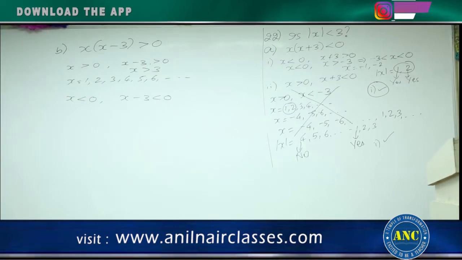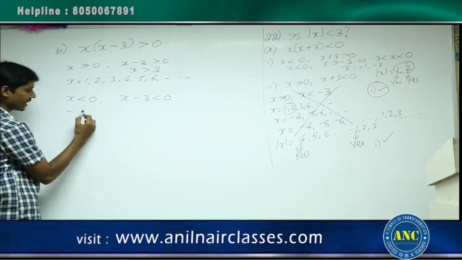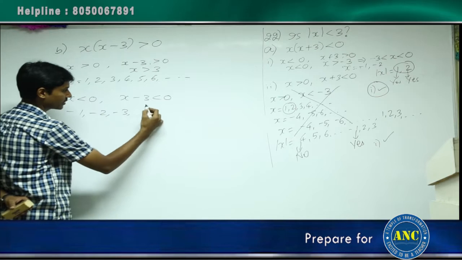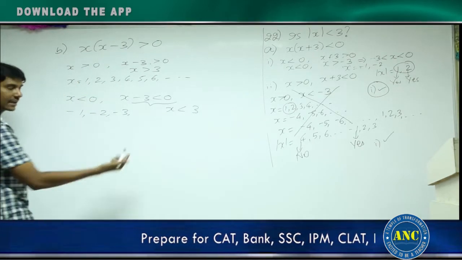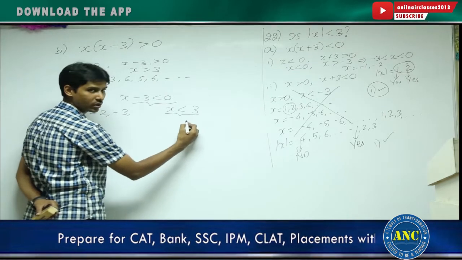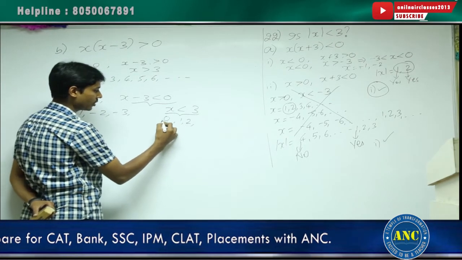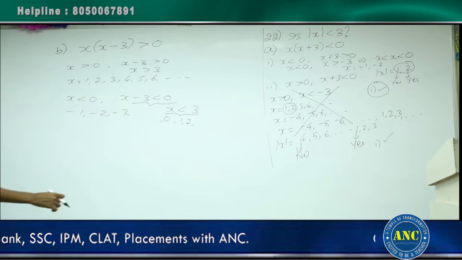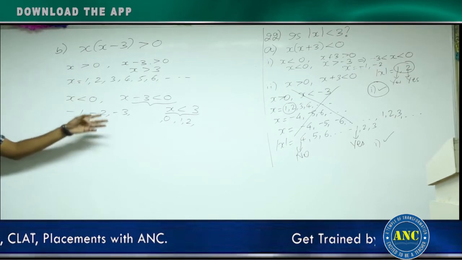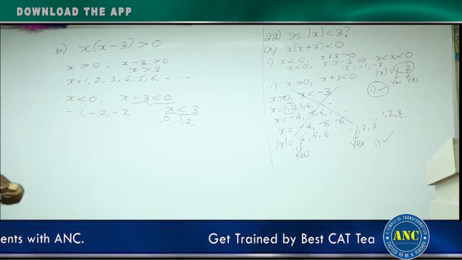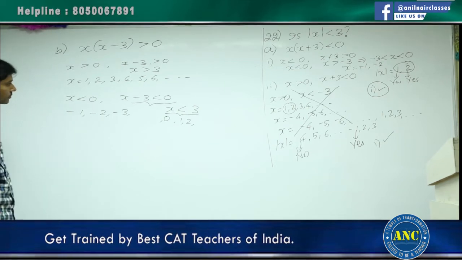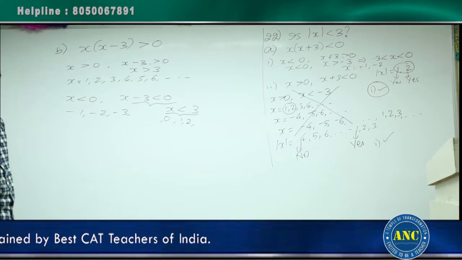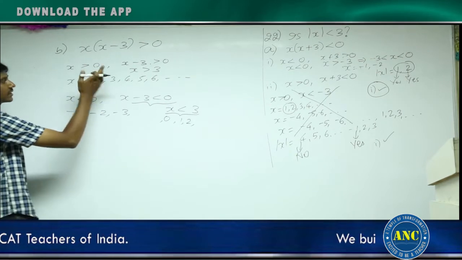Similarly here, x less than 0 means minus 1, minus 2, minus 3, and this is nothing but x less than 3. X less than 3 can be which all values? 2, 1, 0 and then minus 1, minus 2, minus 3. Now again you take the combination, or it is nothing but the intersection. If you take the intersection, the first intersection is only 4, 5, 6 because it is greater than 3.